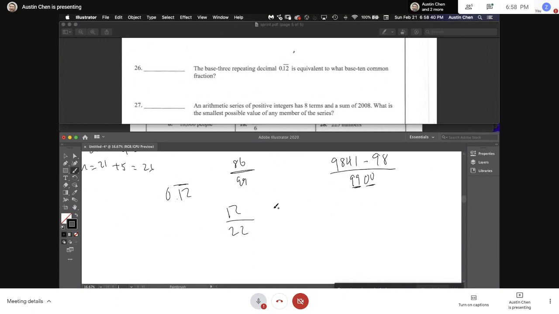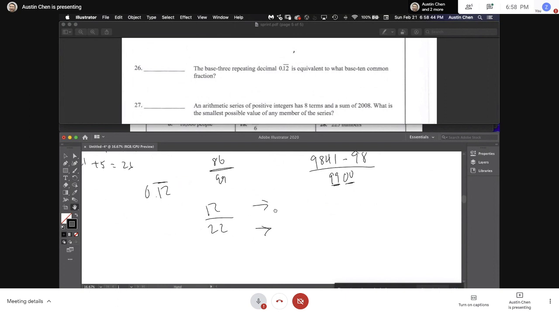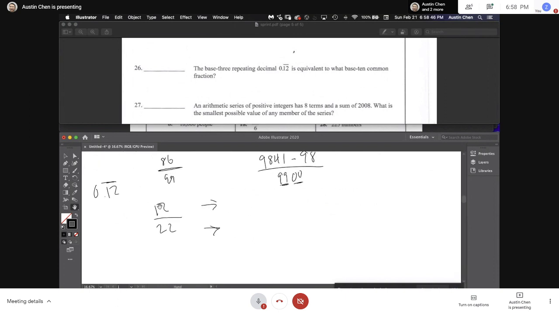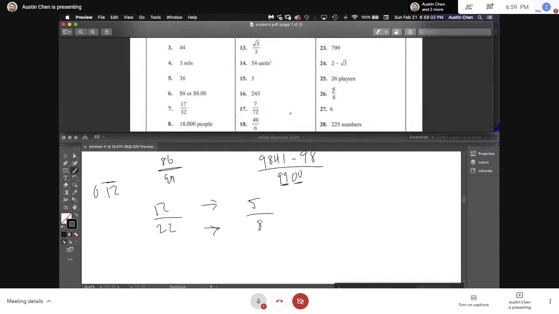Now we need to convert the numerator and denominator into base 10, and then we're going to simplify it. So 1, 2 in base 3 in base 10 is going to be 5. 2, 2 in base 3 in base 10 is going to be 8. But you can't simplify this, so then it's just going to be 5/8. That's going to be our answer. Yeah.